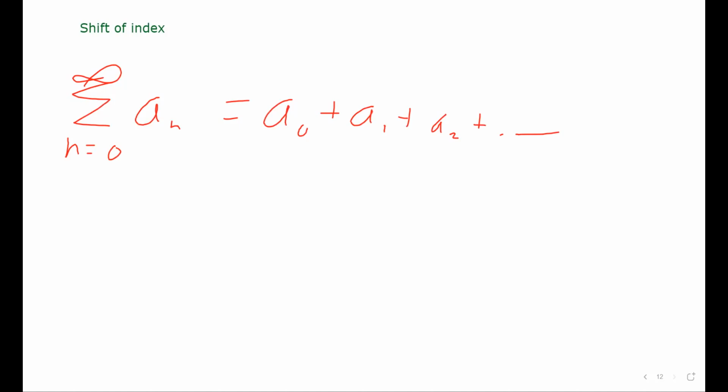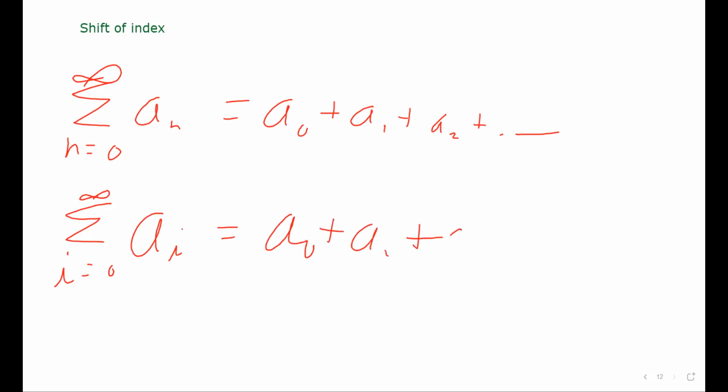We could rewrite this using i's instead of the n's, and we still get the exact same series. But then we can do more changes to this.